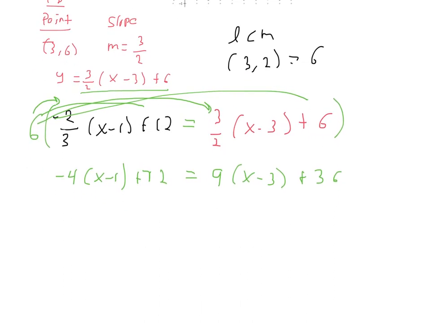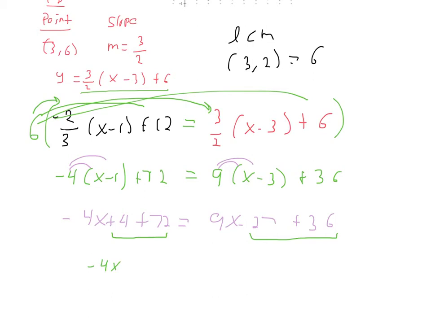So let me change up these colors here. Now I have to distribute this 4 through. So minus 4x plus 4 plus 72. 9x minus 27, I distributed that through, and then plus 36. We see that there's some simplification that we can do on this side. We can combine these like terms here and combine these like terms here. Negative 4x plus 76 is equal to 9x plus 9.